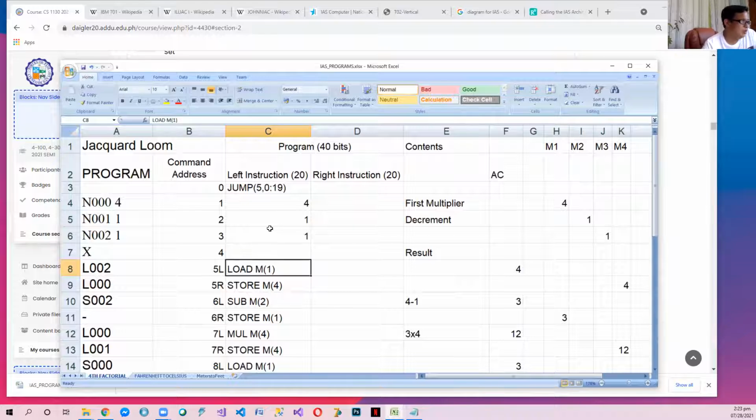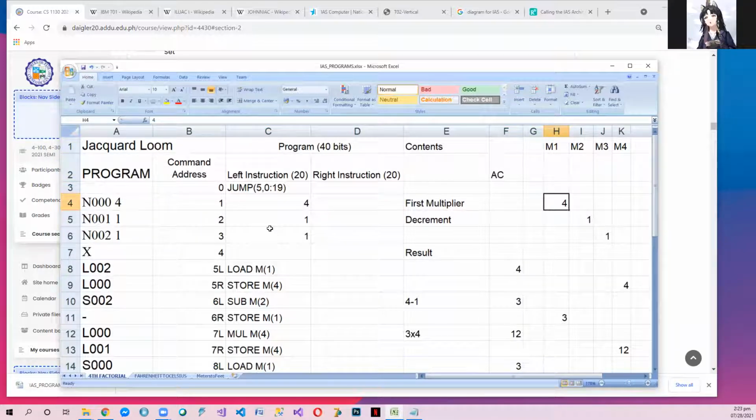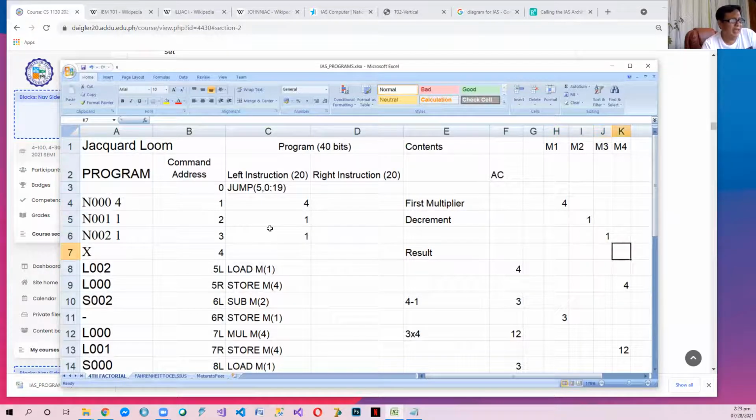What do we mean by load M1? What is M1 here? It's 4. Take note, this is also M1 because we are used to saying variables. Horizontally, this is M2. This is M3. M4, which will store our result, is here. Vertically, this is also M1, M2, M3, M4 because this is a stored program. Remember that the commands and the variables are on the same device.